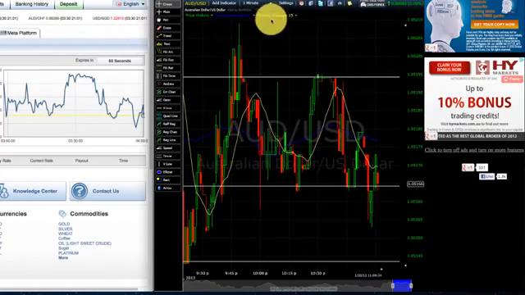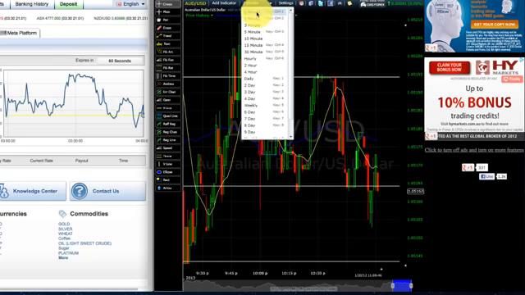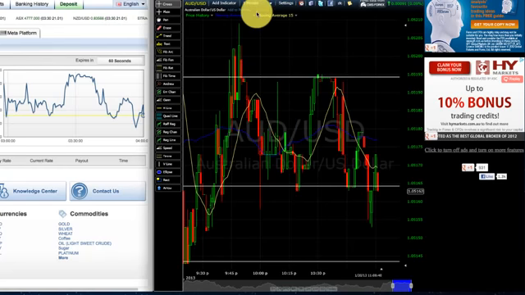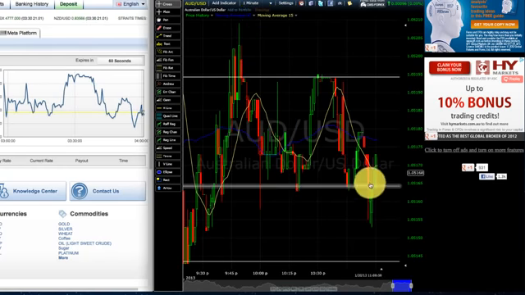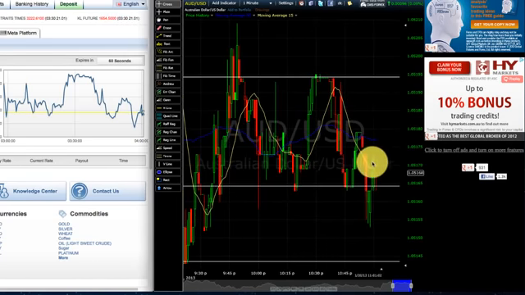Once you've got this set up, you'll need to go to the AUD USD, and for the 60 seconds we're going to use a 1 minute time frame. Every one of these candlesticks is over a 1 minute period. Since we're trading at 60 seconds, we need to know what's happening in that 1 minute period.